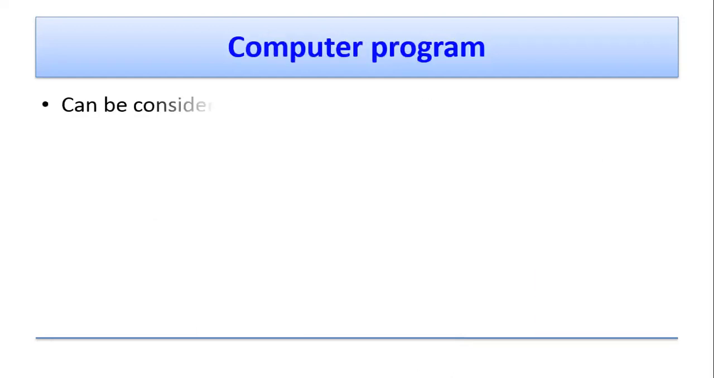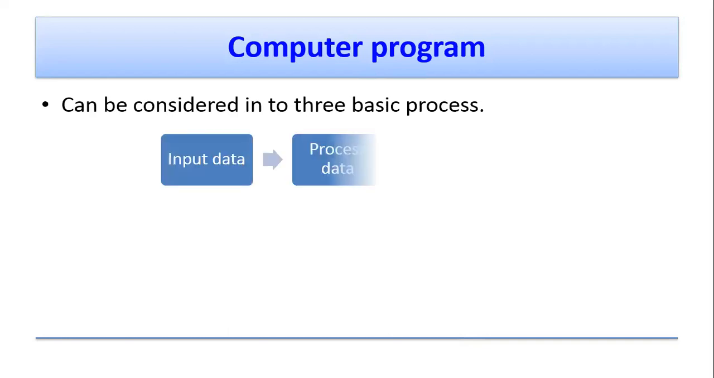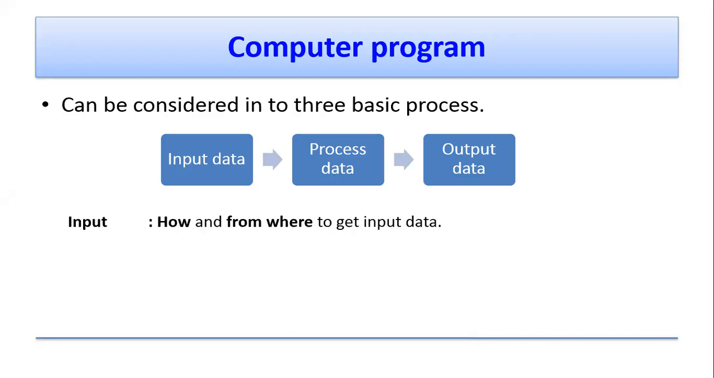In other words, a computer program can be considered as 3 basic phases. The first one is input data. Once we input the data, then we can process the inputs, and then we can have a result. As a result of the process, we can output the information or data. So what is the input? Input means how and from where to get the input data.